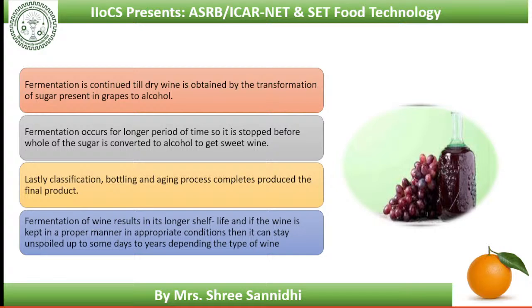Lastly, clarification, then bottling and aging process complete the production of the final product, the wine. Fermentation of wine results in its longer shelf life, and if the wine is kept in a proper manner in appropriate conditions, then it can stay unspoiled for some days to years, depending on the type of wine.